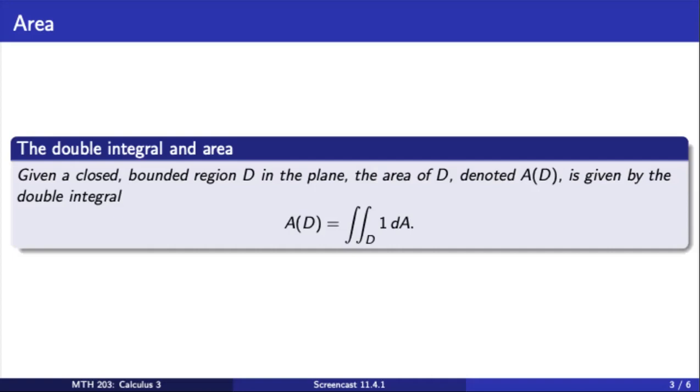We can also use double integrals to calculate area. If we have a closed bounded region D in the plane, the area of D is given by the following double integral. Note that this is actually related to the mass formula from the previous slide. If we assume that such an object has density equal to 1 everywhere, as we have in this integrand, then the object's mass will be equal to the area.